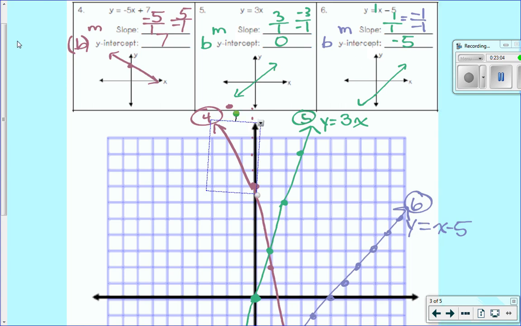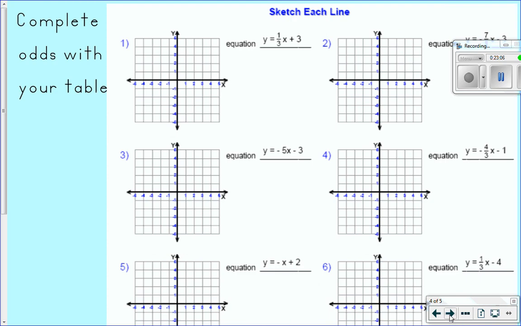All right, so anyway, let's go ahead and have you practice graphing. If you could turn to the next page, and with your table, I want you to try the odds: 1, 3, 5, and 7. Identify your y-intercept, identify your slope, and move with your slope, okay?